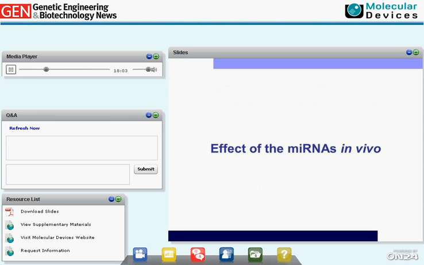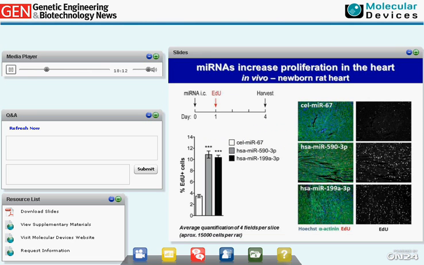So what was the effect of these microRNAs in vivo? As a first approach to test this, we used the synthetic microRNAs injected directly intracardiacally in newborn rats, and we looked at EdU incorporation 4 days after the injection. So these were very short-term experiments. The quantification is on the left-hand side, and you can see some representative images on the right-hand side. Treatment of these hearts with the microRNAs in vivo led again to a very significant increase in the number of cells incorporating EdU, so cells that are proliferating.